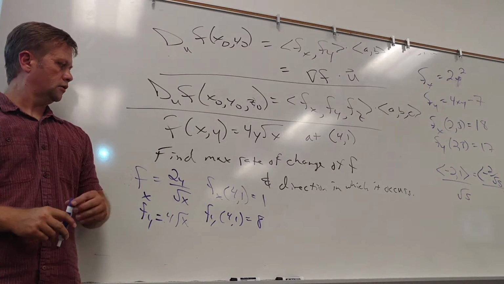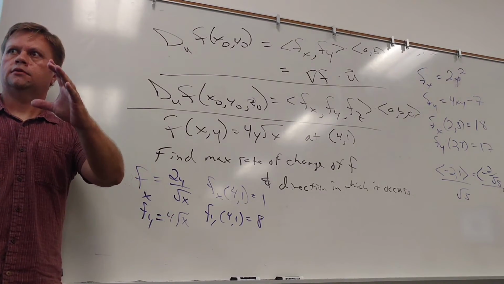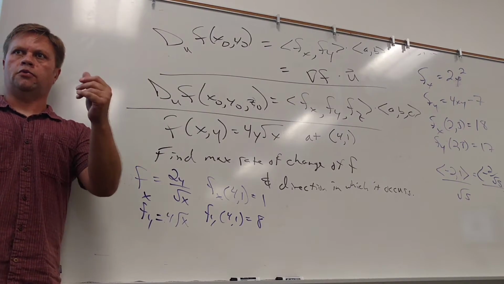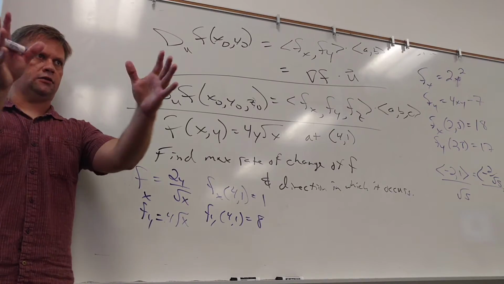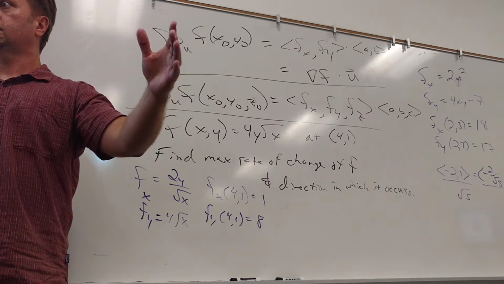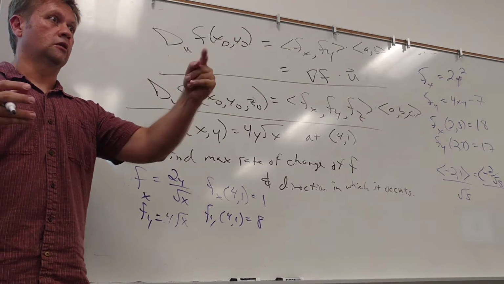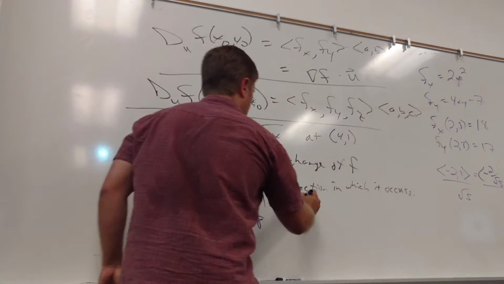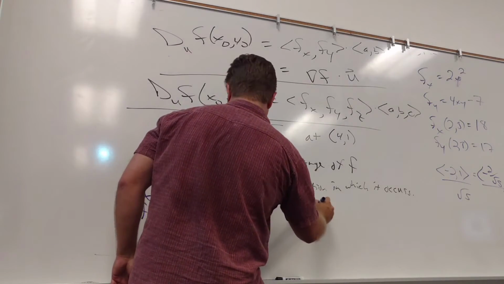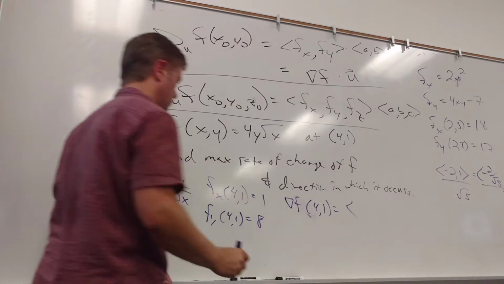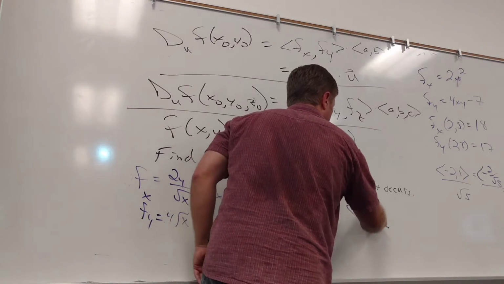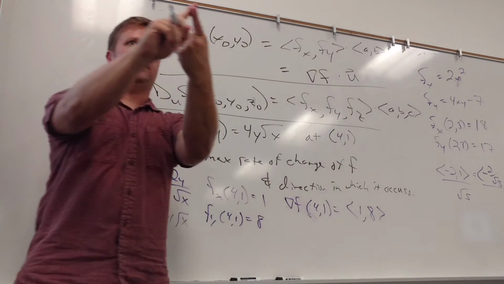So now my gradient. When you hear the word gradient, I want you to immediately think the components are the partials with respect to that component. So the x piece is fx, the y piece is fy. If there's a z piece, it's fz. If it's a w piece, it's fw. However long it goes. So then the gradient of f at 4, 1 will be 1, 8. Cool.